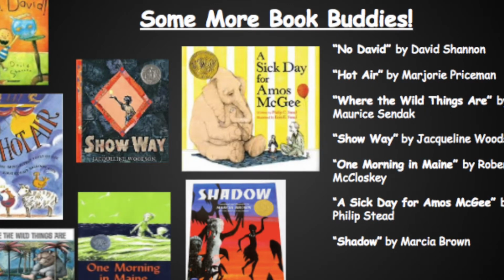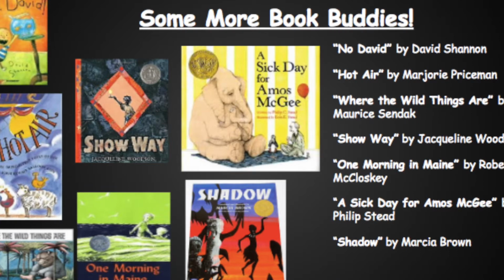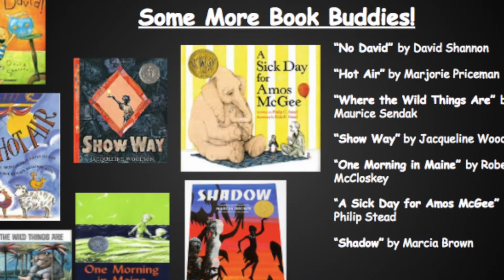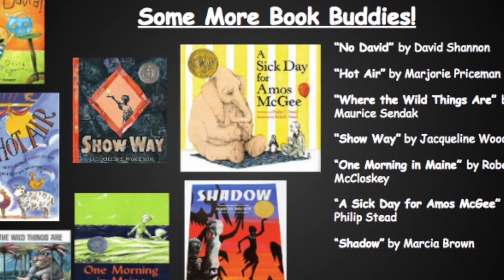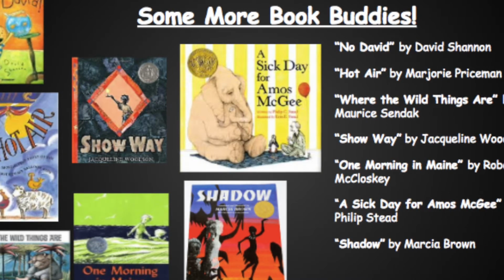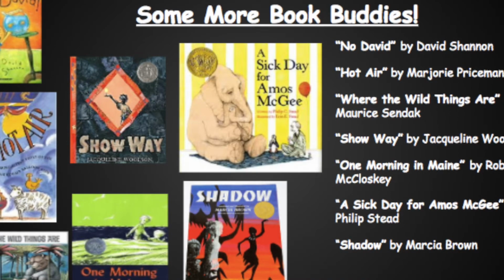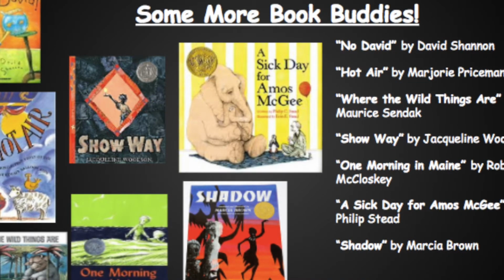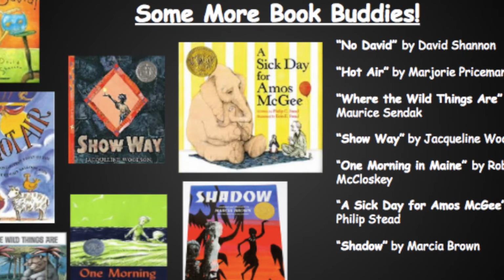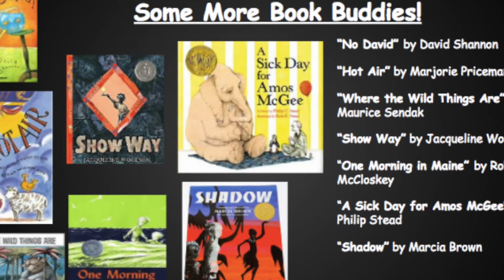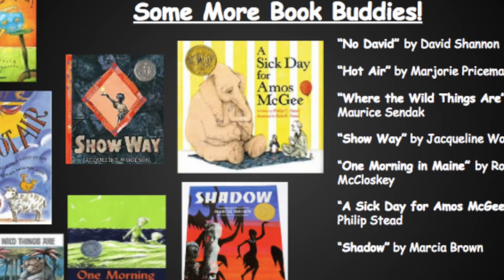The fourth book, One Morning in Maine, by Robert McCloskey, is about a little girl's adventures in the middle of Maine on a hot, sunny day. This is a Caldecott Honor book that is thoroughly enjoyable for any and every age. The sixth book, A Sick Day for Amos McGee, by Philip Stead, is a heartwarming tale of true friendship and the meaning of caring for one another. This book is a proud owner of the Caldecott Medal.